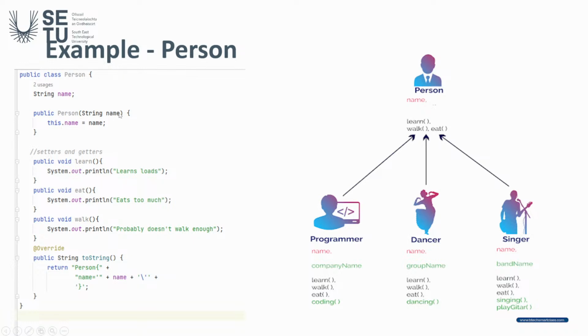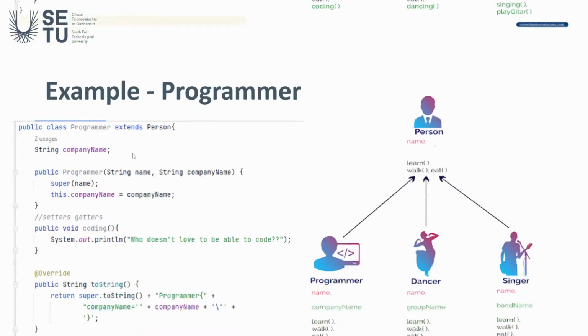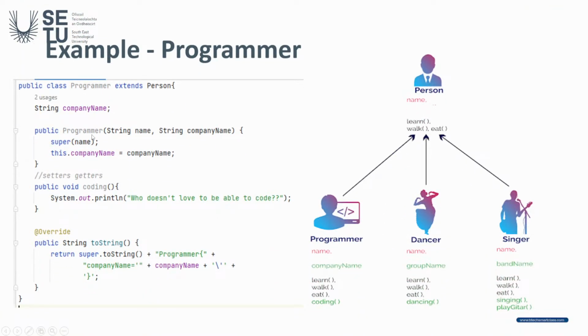So we're calling this here. We're passing it the information it needs, and it's going to deal with the name. It'll validate it, it'll do whatever. So again, we're not writing that code. We're just saying, hey, constructor above me, deal with this information when the object has been created. And in here, we're going to do the validation on whatever the extra fields are, like company name. This class here has an extra method called coding, which prints out who doesn't love to be able to code. Okay, and then we're overriding our toString.